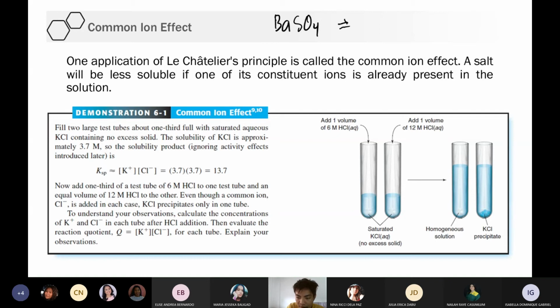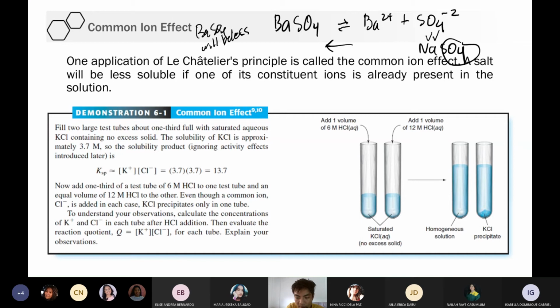So kuha pa tayo isang example, barium sulfate. So itong barium sulfate, it is in equilibrium with barium 2 plus and sulfate ions. What if I added sodium sulfate? Ano yung common ion nila? Yung sulfates, no? Yun yung common ions nila. So since may additional sulfates tayo, then the reaction will shift towards the left, no? So that means BaSO4, barium sulfate will be less soluble. Okay? So ganun lang.